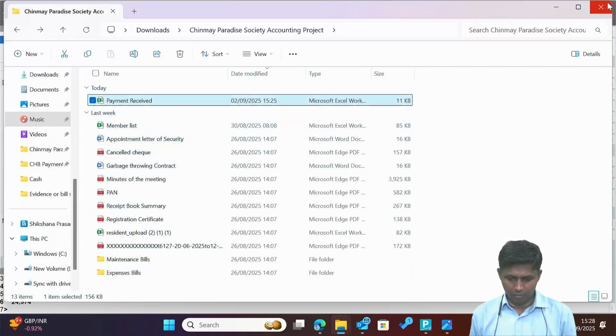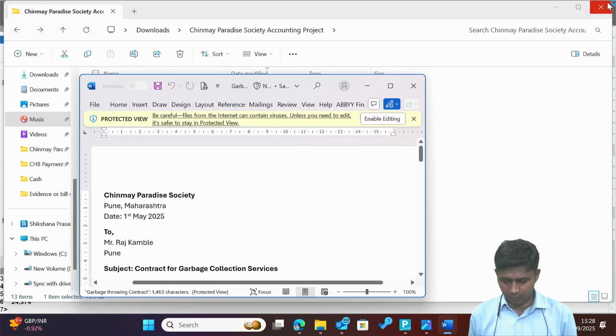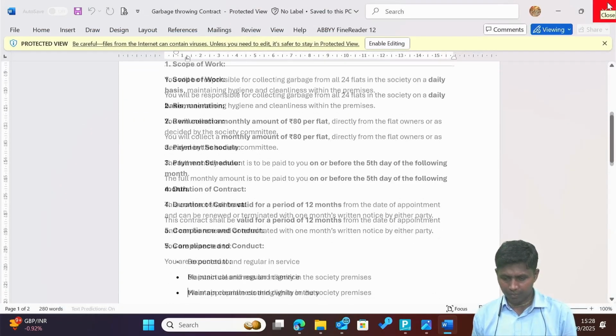Member list, that is over. Then after cancel check, we have the garbage time contract. As for this contract, enter the contract. This is given to last okay. For 24 plus 80 flat before 5th of the following month.